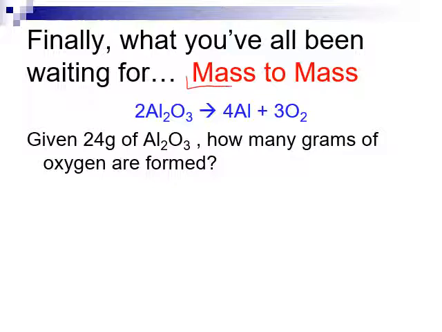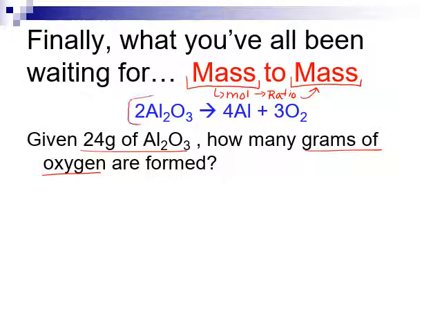We're going to go from mass of one substance in a chemical equation to mass of another substance in a balanced chemical equation. We have to go from mass to moles of that first substance. Then we'll use the mole ratio to convert between substances, and then we'll convert to the mass of the second substance. Let's see. Given 24 grams of aluminum oxide, how many grams of oxygen are formed?